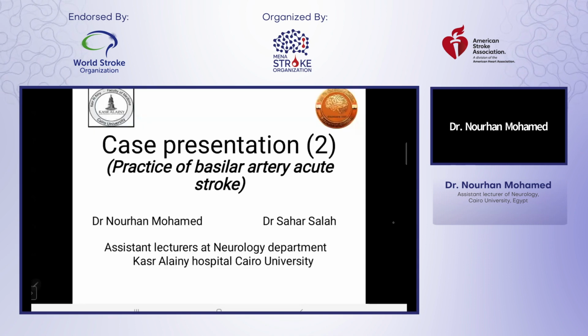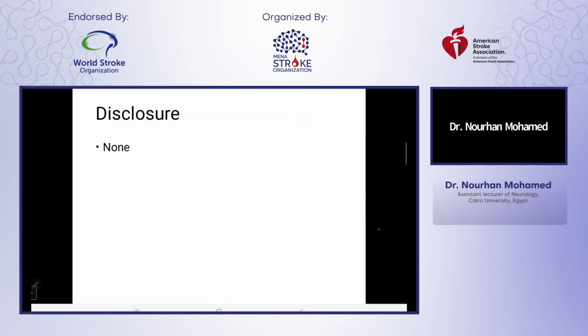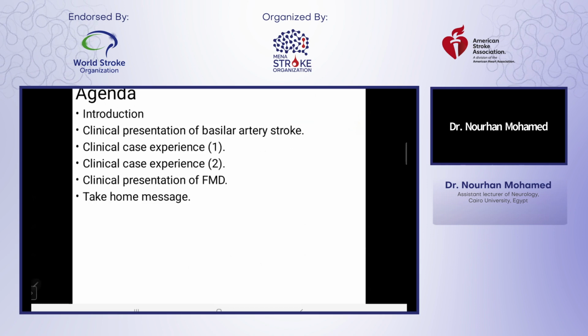So today we're going to talk about posterior circulation, mainly basilar artery acute stroke. I'm going to give a bit of introduction regarding basilar artery involvement and its clinical presentation in general. I'm going to talk about the clinical case experience, the first case, and then Dr. Sahar will present the second case, which will be mainly about fibromuscular dysplasia, and then the take-home message.